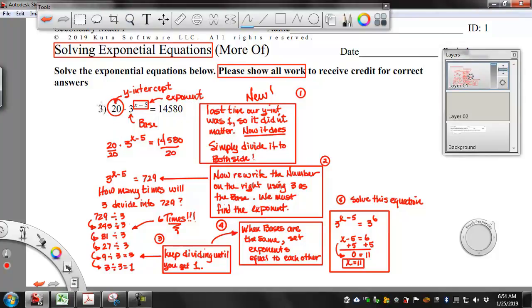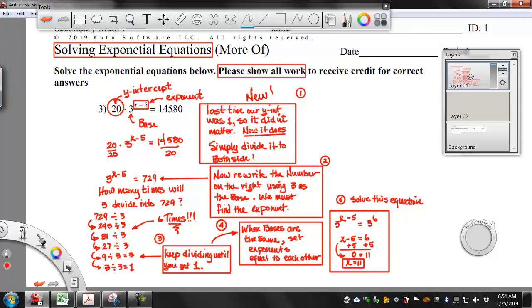Okay, the first one we're doing is problem number 3 on the worksheet you're going to have today, and what we have here is a little bit different. We didn't have a y-intercept. Last time all our y-intercepts were 1, so you basically wouldn't see any number. We would just have 3 raised to the x minus 5 equals this number over here. So it really didn't matter. But now it does. We have a number here.